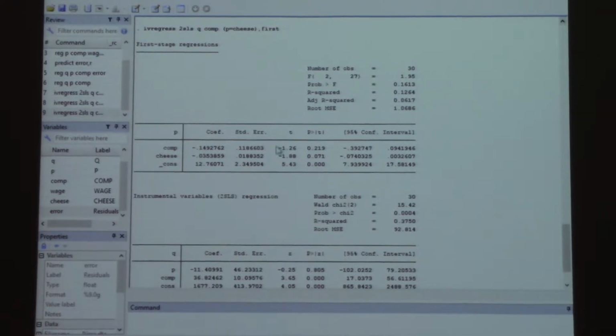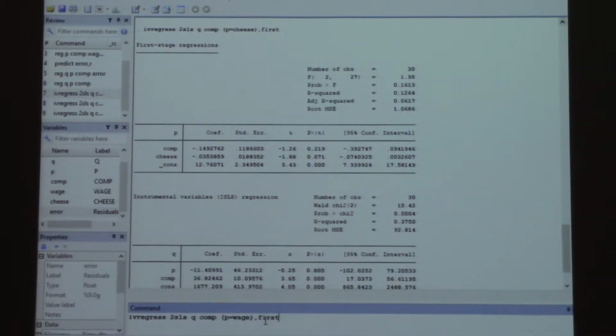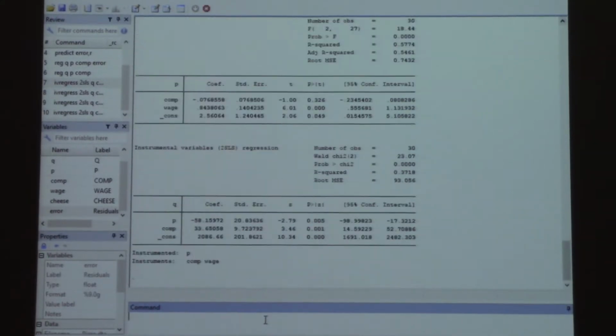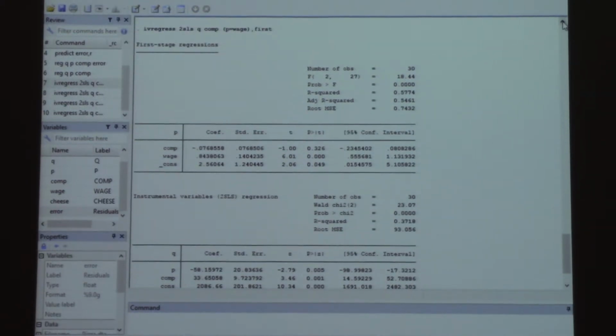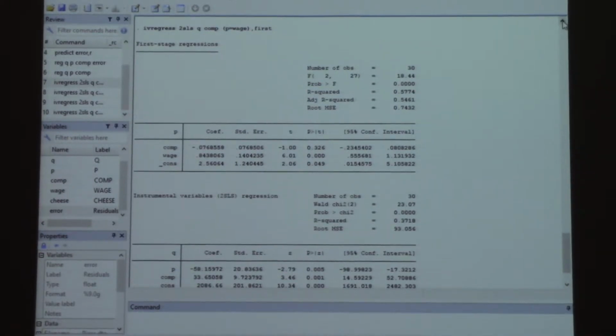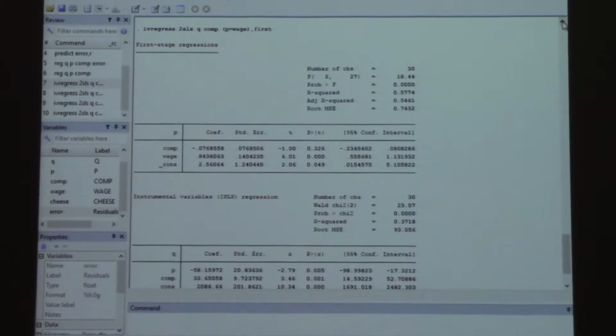Let's do that same thing, but let's use the first option with our wage. Notice the coefficient on wage is positive, which makes sense this time. Wages go up, price of pizza goes up. It's statistically significant. It's not marginal this time. It's well over 2. And notice our F statistic for our first stage is greater than 10. So we've satisfied our condition for relevance.